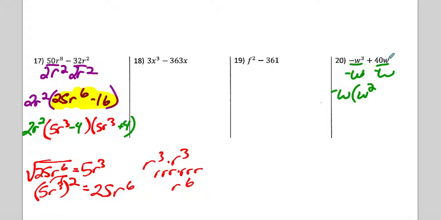Here, the w's are canceling out, or becoming 1, but then a positive divided by a negative is a negative. Oof. From here, folks, though, I like square rooting w squared, that's w, but square root of 40, that's not factorable any further, because square root of 40 is not a perfect square.